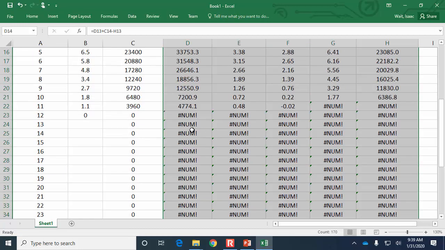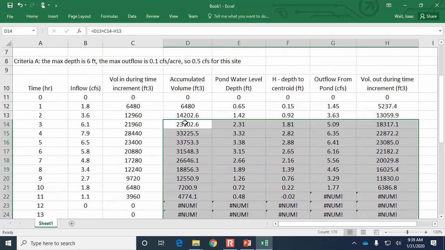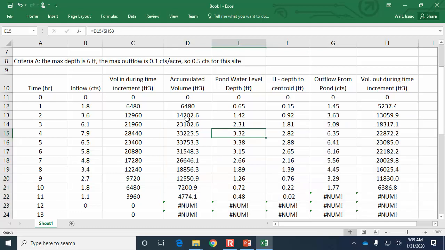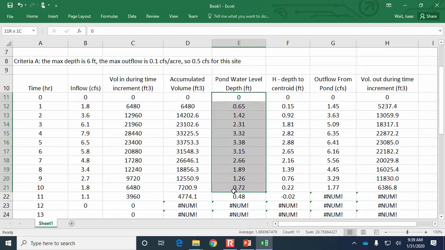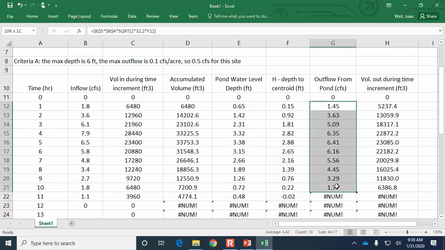Don't be thrown off if it says this. It's just you're dividing by 0 and there's no more flow rate in. So let's see what's happening. So here's the inflow, and what we said is that we can't have more than 0.5 CFS coming out, and the depth of the pond should never be more than 6. So we're okay as far as the pond depth. We're not close to that upper limit of 6. But what about the outflow? We're way too high.